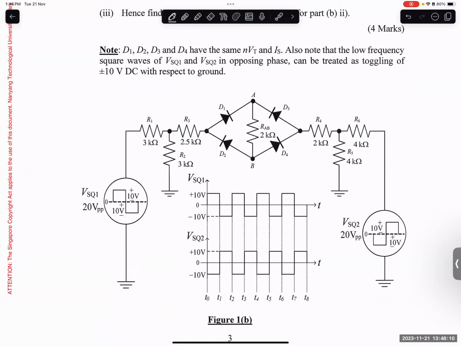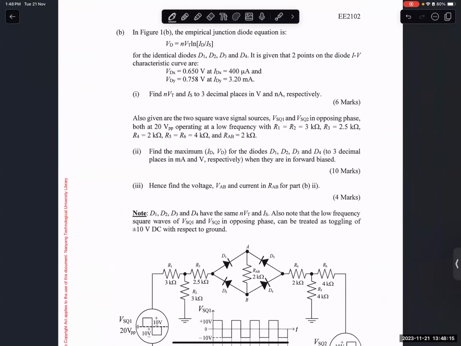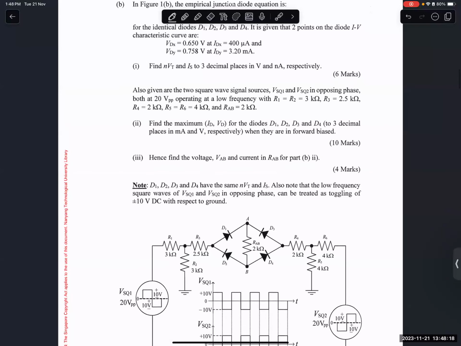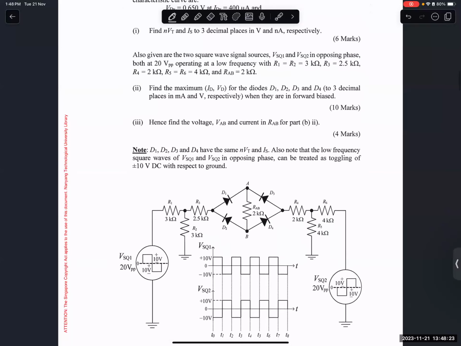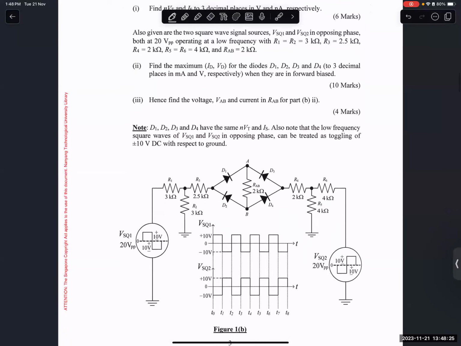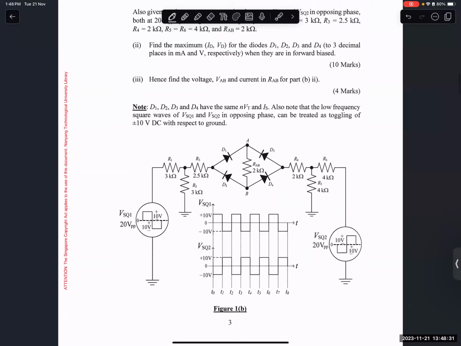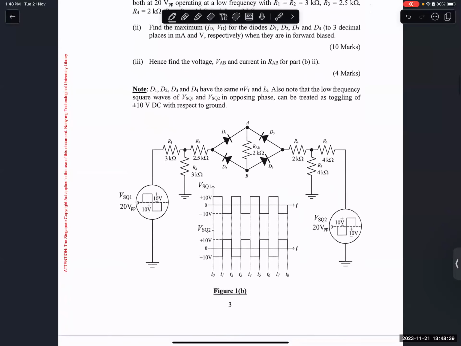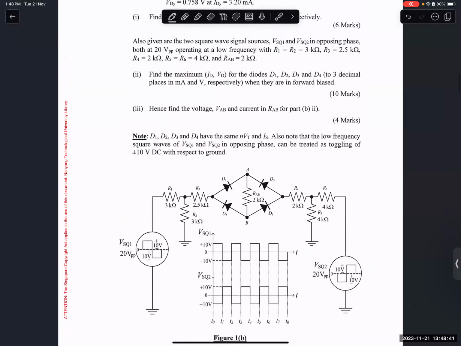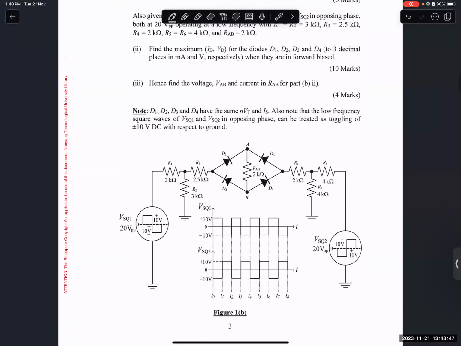Oh, interesting. Okay, so what do they want to know? They want us to find REQB when they are forward biased, find the maximum I1, 2, 3, 4 when they are forward biased, and find the voltage VAB. We do the first positive level, then we do the other side. They have plus and minus 10, so you get 20 volts total.